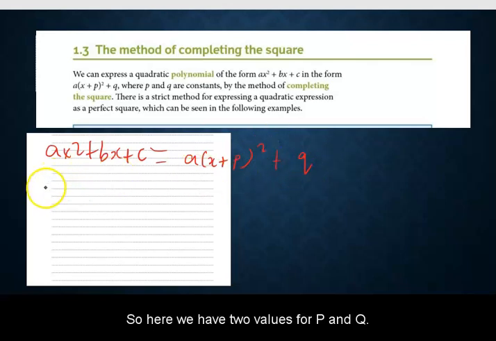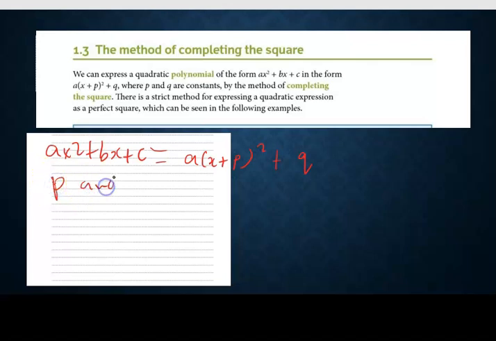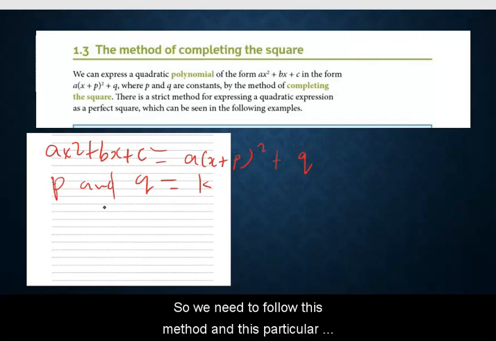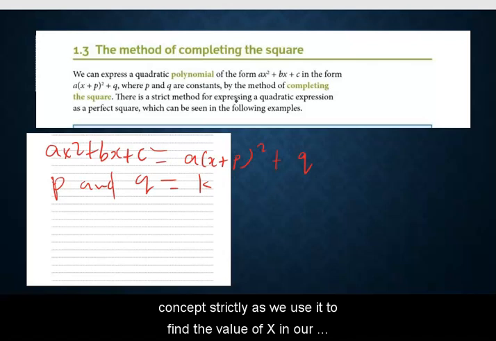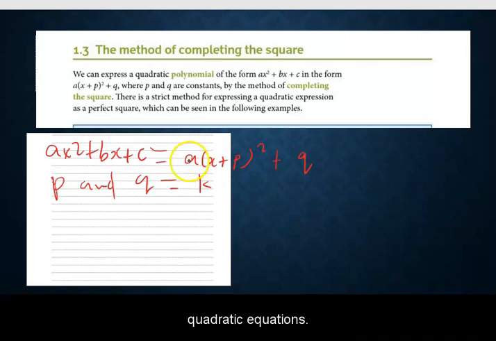So here we have two values, p and q. So p and q are constant. We need to follow this method and this particular concept strictly as we use it to find the value of x in our quadratic equations. Let's see by example.